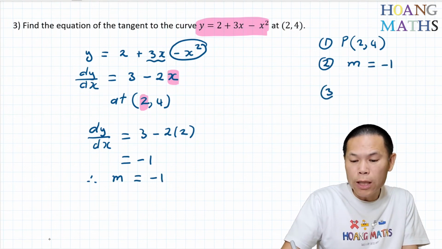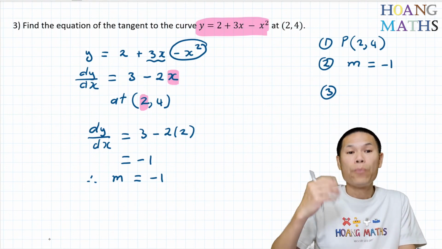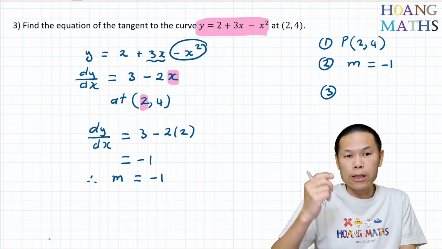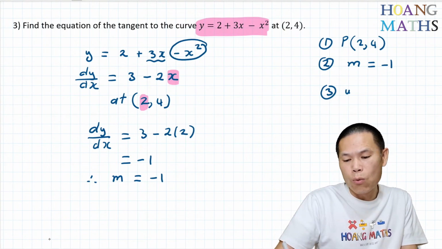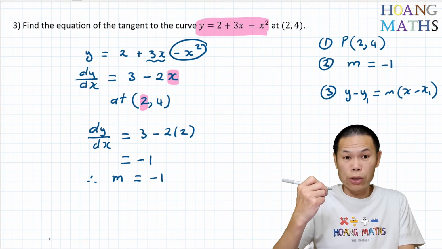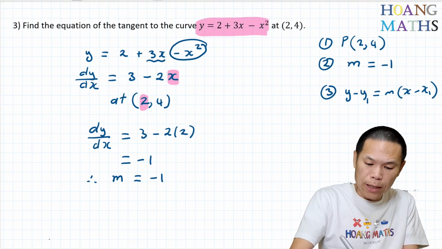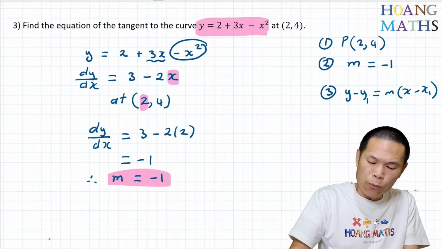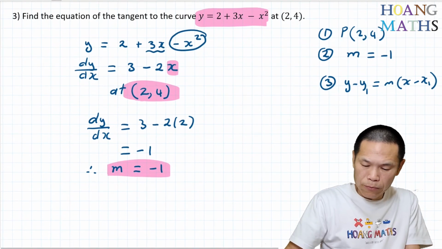And step number 3, we can use either y equals mx plus c or y minus y1 equals m times x minus x1. So let's just use that. So y minus y1 is equal to m times x minus x1. Now we just use that rule to work it out. We already have m, which is negative 1, and we have the point, that is this. So now I just use this formula.